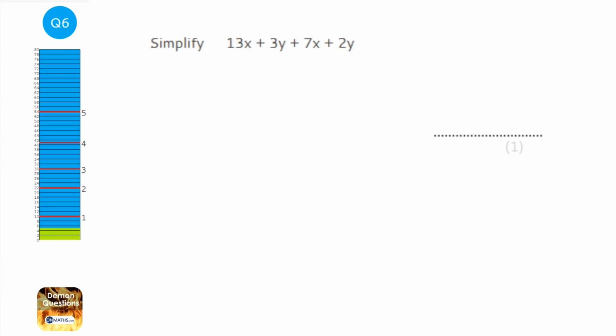Okay, so when simplifying it's really important to understand what like terms are. This is an x term and this is also an x term. This is a y term and this is a y term. So we're going to add the x terms first, so 13x plus 7x is 20x. And then we're going to add the y terms, so 3y plus 2y is 5y.